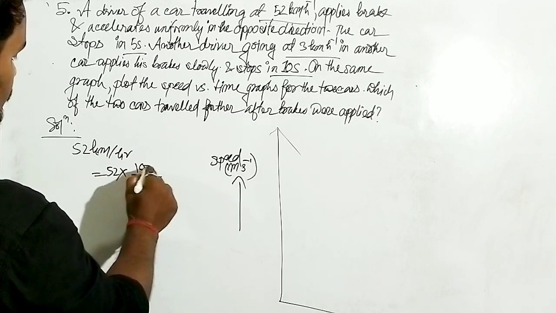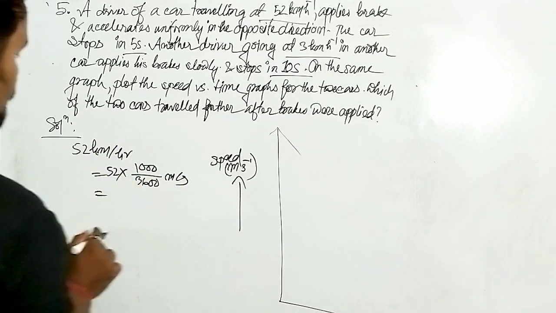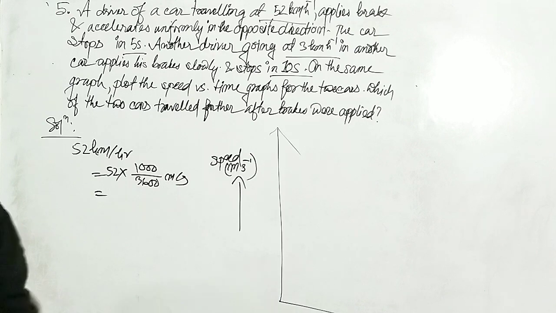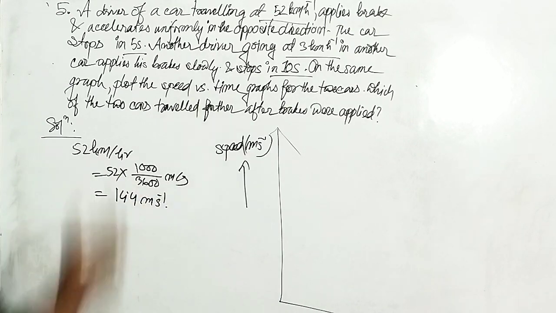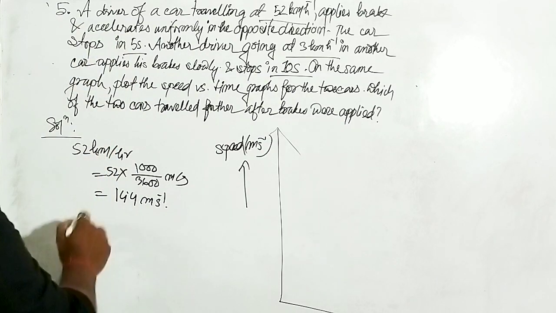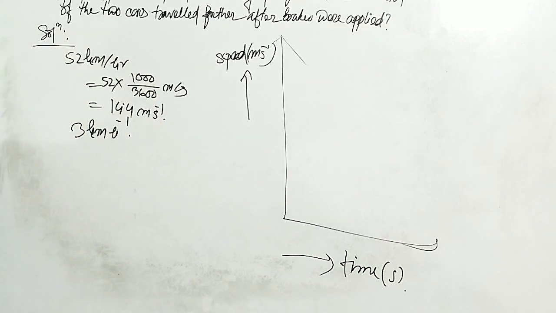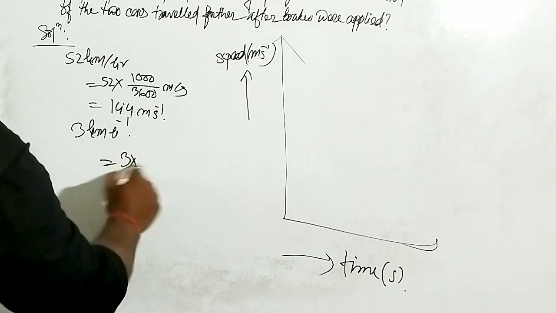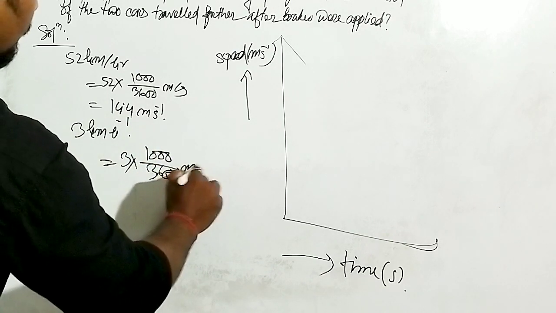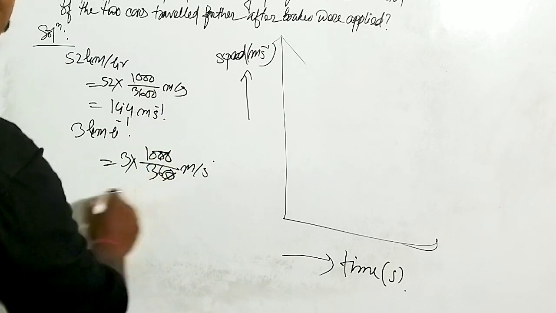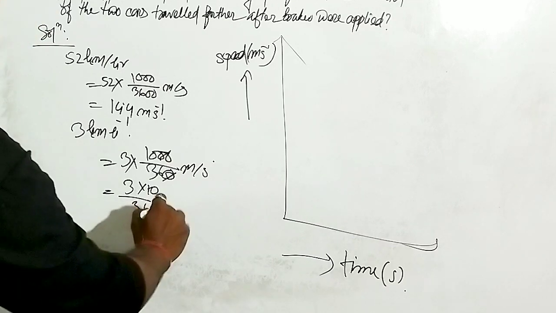52 by 1000 into 1000 by 3600 into meter per second. If we solve this, I have already solved, it will be almost 14.4 meter per second. And the second velocity is given as 3 km/h, right? Now I will convert this to meter per second. Do it simply. 3 into 1000 by 3600 meter per second. Now cut this to 0, it will be 3 into 10 by 36, meter per second.